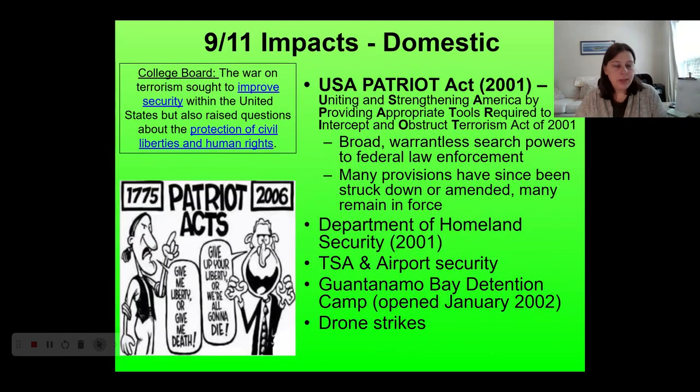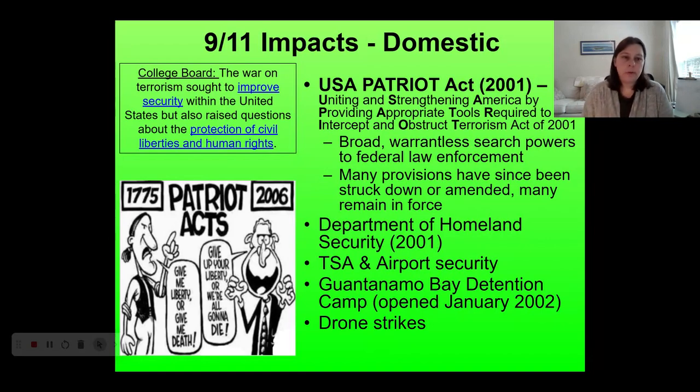On the domestic side, the domestic impacts that the College Board would like you to know a little bit about: the war on terror brought about a bunch of impacts on the United States where we were trying to improve security, make ourselves more safe or prevent future terrorist attacks. And in order to do that, the sacrifice, the thing that we wind up giving up or weighing in balance, are protections of civil liberties and human rights.